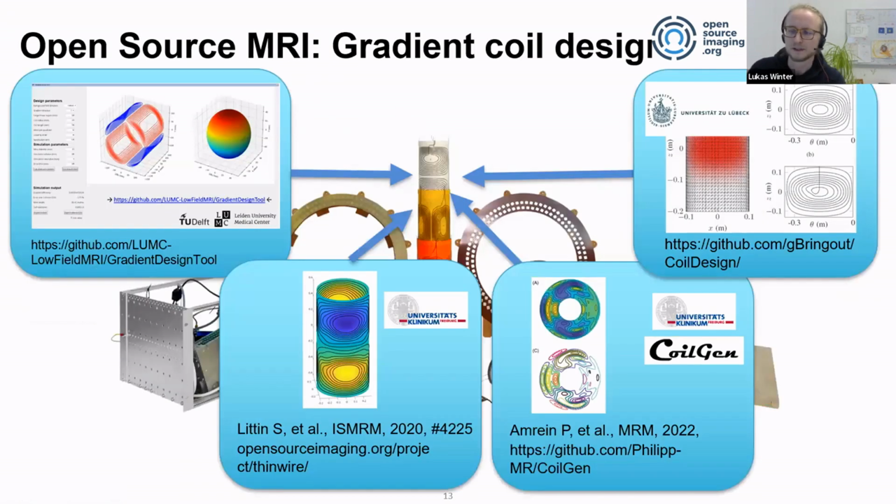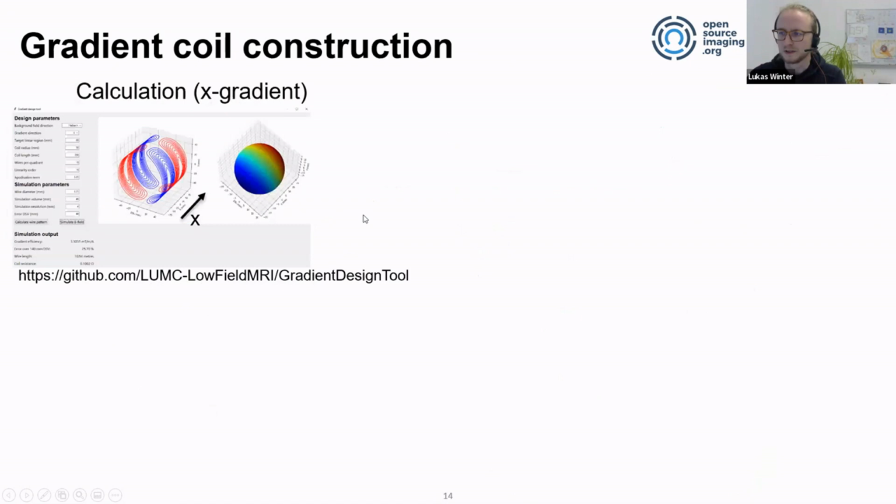Now for the gradient coil design, to get this frequency selection, there are different software packages. This is a little bit more complicated because you need a certain linearity, and it calculates the wiring paths for some conditions that you preset. And there are already a lot of different tools available. Here's an example of one of these tools.